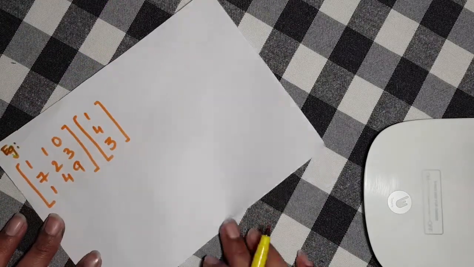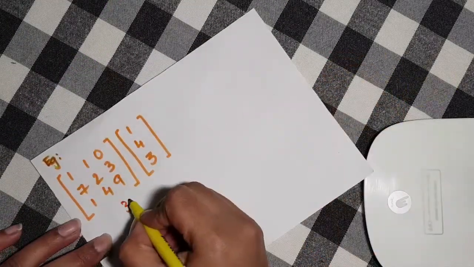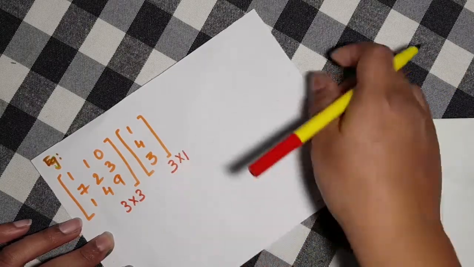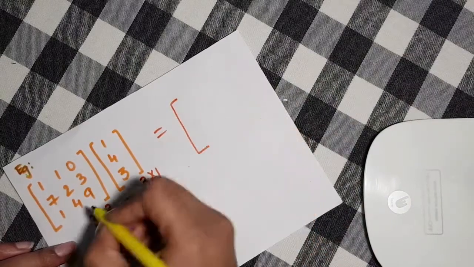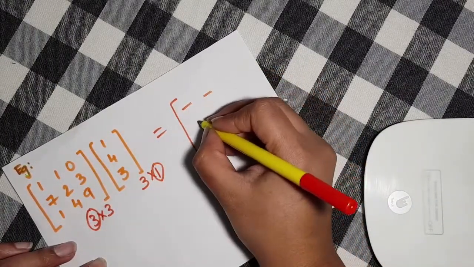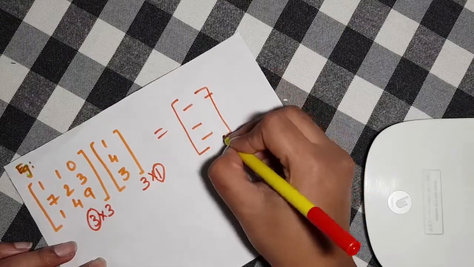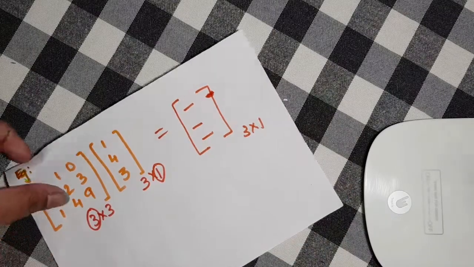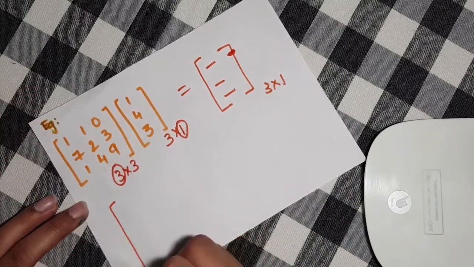Next example. The first matrix is of the order 3 by 3, 3 rows and 3 columns, and the second one has 3 rows and 1 column. Therefore, the order of the resultant matrix will be 3 by 1. Now let's evaluate.